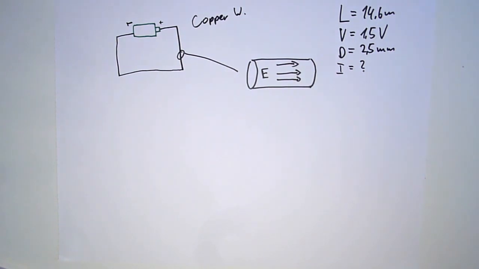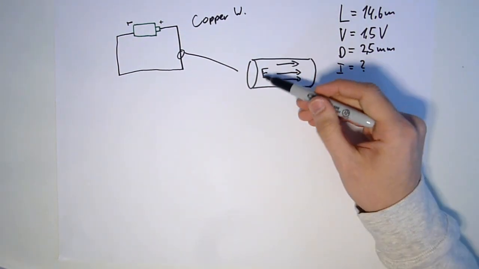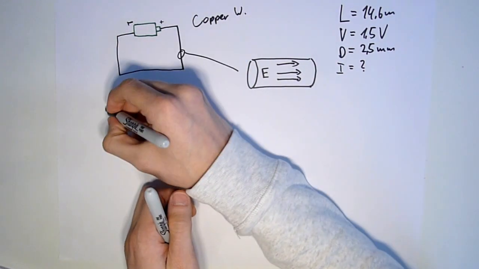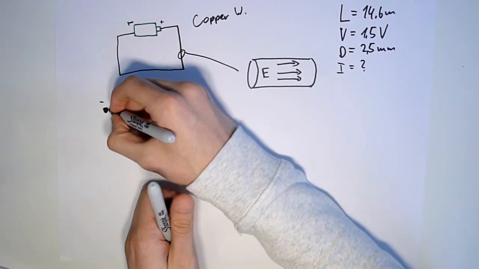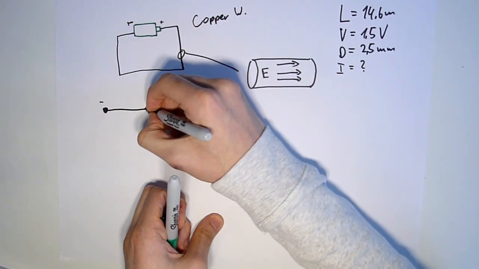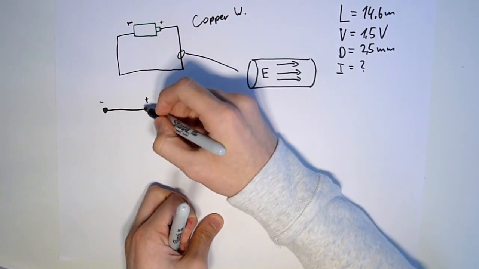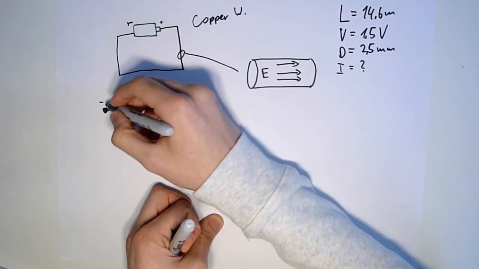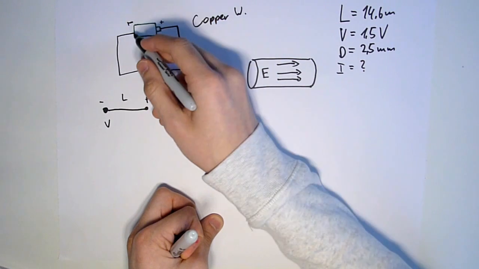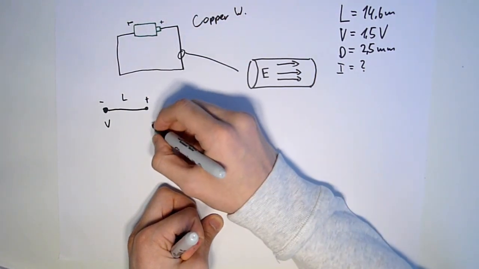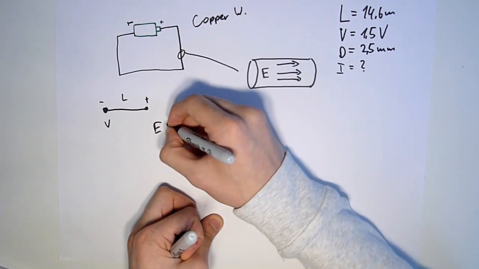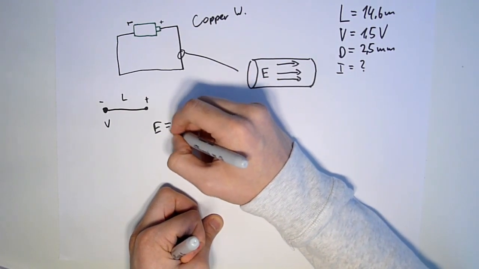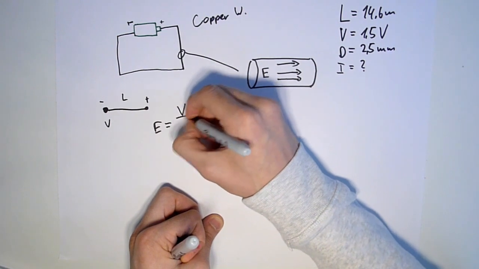First of all, we want to find out what the electric field is going to be. We can view this basically as one point which is negatively charged, connected to a positive end, and it has a distance L that it's apart, and there's a difference in electric potential. The formula for the electric field simply is the difference in electric potential over the distance itself, so that's going to be V over L.